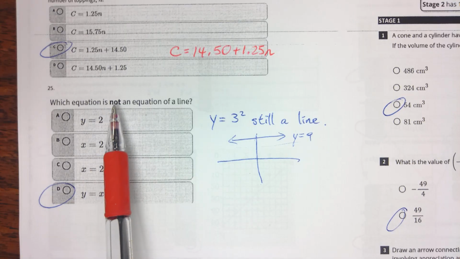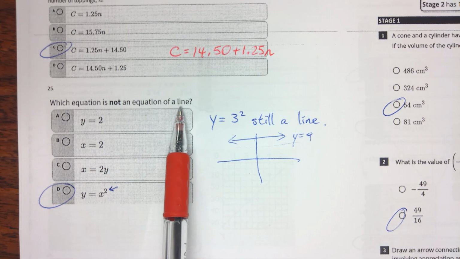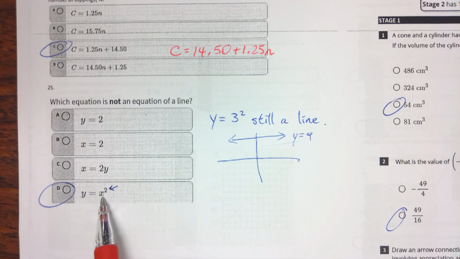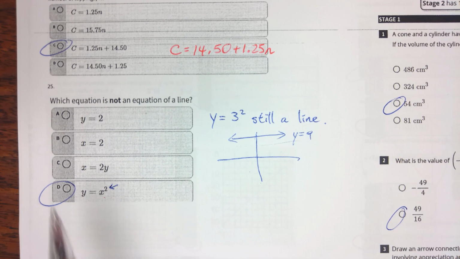Which equation is not an equation of a line? This one right here, because of the exponent, I know it's not a linear equation. If I were to graph this, what would I see? What's y equals x squared? If I were to graph it, what would you call not a line? A curve, right? If you graph this, you'll see a curve.